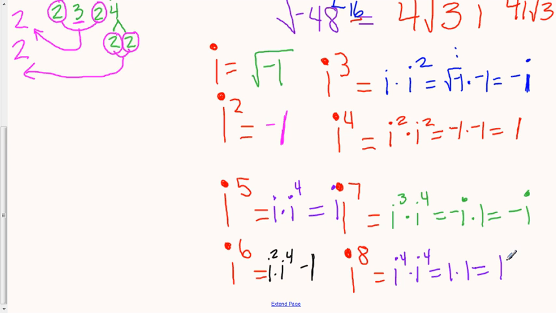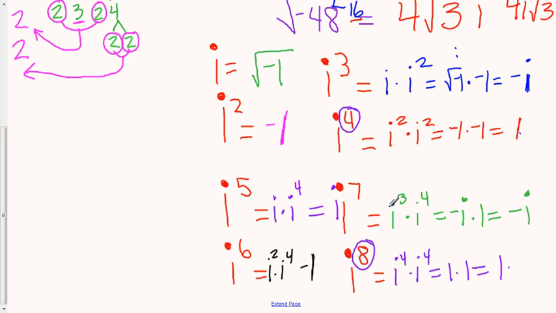And now you will see that it follows a pattern. I to the first power is just I, I to the second is a negative 1, I to the third is a negative I, I to the fourth is 1. I to the fifth is also I, I to the sixth is a negative 1, I to the seventh is a negative I, and I to the eighth is 1. So anytime it is a multiple of 4, your answer is 1.